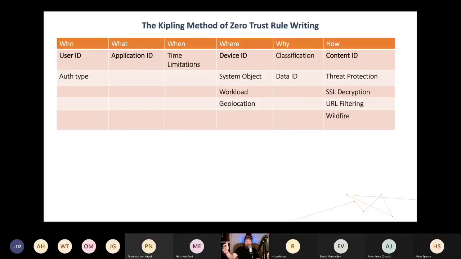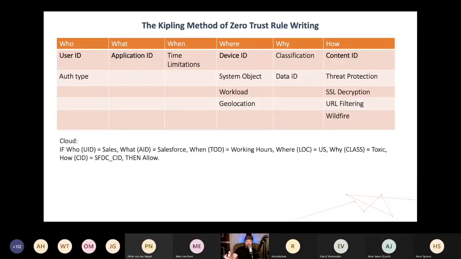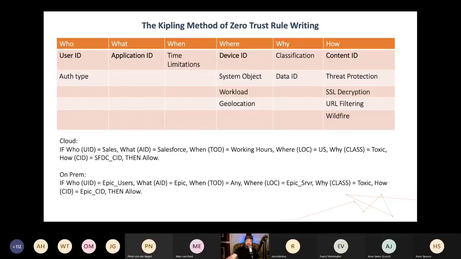This is how you can write policy in an easy to understand, easy to write, easy to read, and easy to audit manner. We can write rules, whether they're going to the cloud or on-premise, using this idea of who, what, when, where, why, and how. Who should have access to a resource? We can then define an identifier at layer 7 to replace source IP address, and then add any authentication type we want to. This is what other people are saying zero trust is, just a who statement.